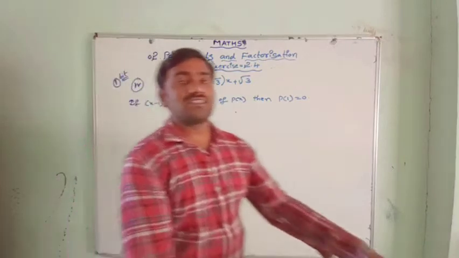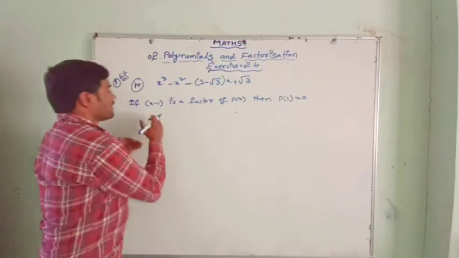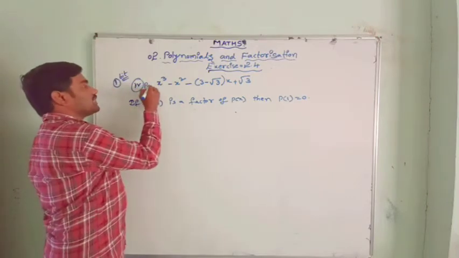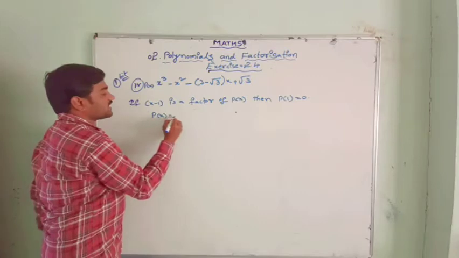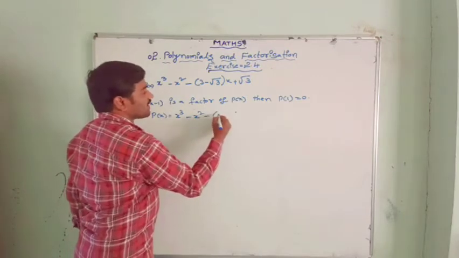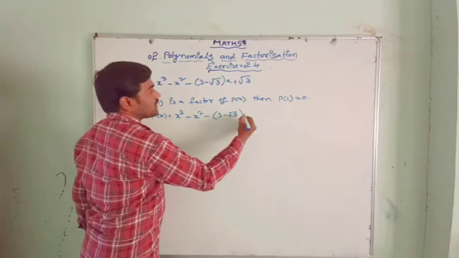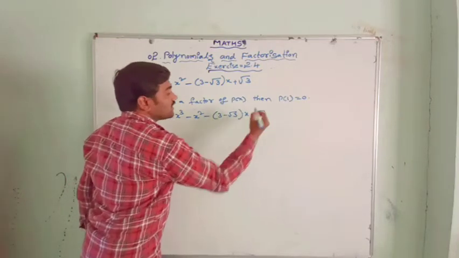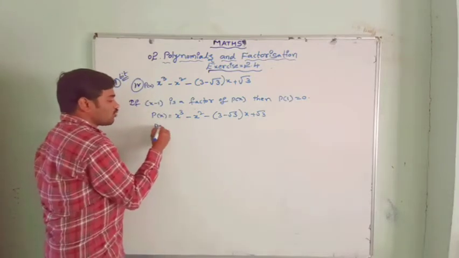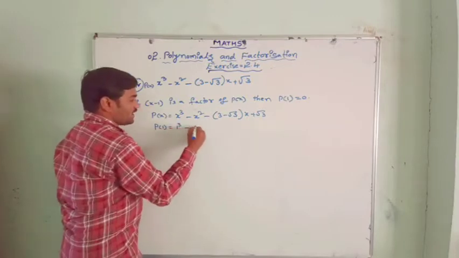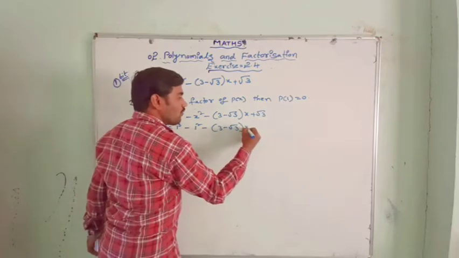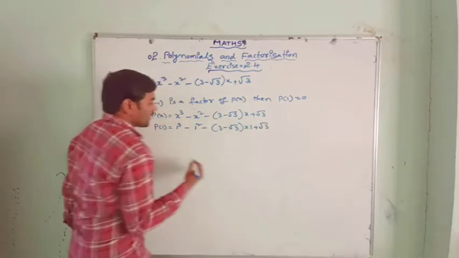Okay, now see that, same again. We have to see whether x minus 1 is a factor of this given polynomial or not. Let us check. The given polynomial once again we will rewrite here: x cube minus x square minus (3 minus root 3) into x plus root 3. That means in the place of x we have to replace by 1. So p of 1 equal to 1 cube minus 1 square minus (3 minus root 3) into 1 plus root 3. Okay, let us simplify this.